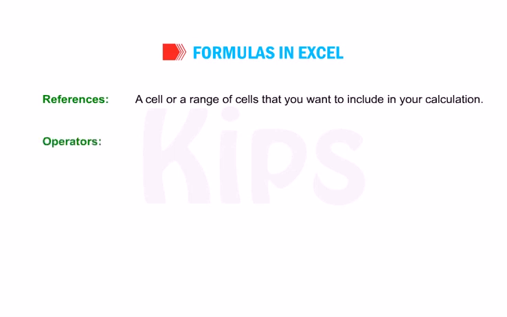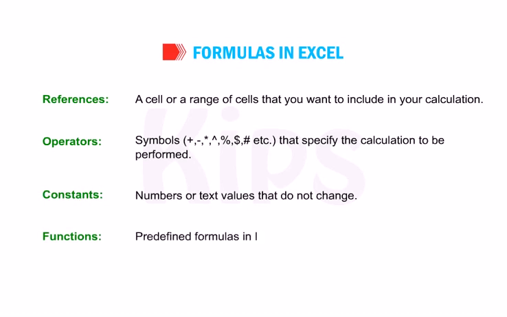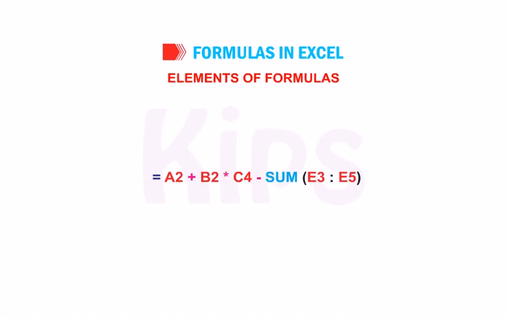References: a cell or a range of cells that you want to include in your calculation. Operators: these are the symbols like plus, minus, multiply, divide, percent, etc. that specify the calculation to be performed. Constants: these are numbers or text values that do not change. And functions: these are predefined formulas in Excel. These are the elements of formulas in Excel.